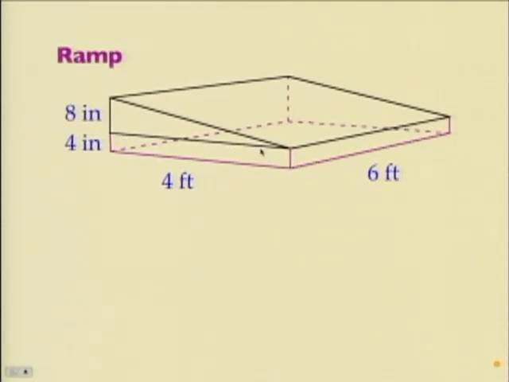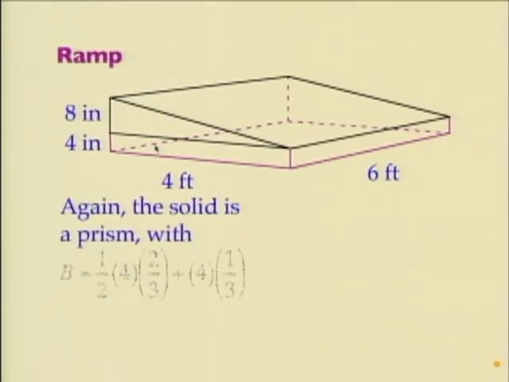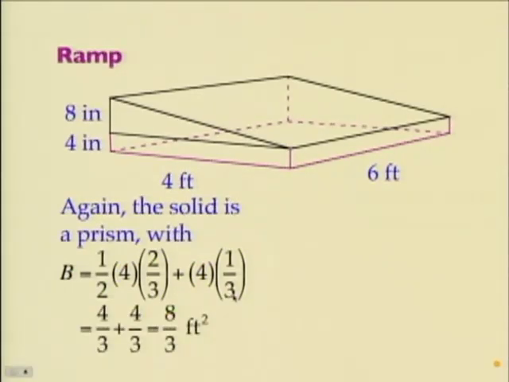So to calculate this volume, again, this is a prism. This is a polygon on the end here, and it goes consistent throughout to the other side. And it's already broken into 2 pieces here, so I can calculate the area of the base. It's 1/2 base times height. That's the triangle. So that's 1/2, 4, and then 8 inches is 2/3 of a foot. And then it's a 4-inch by 4-foot rectangle. So that's 4 times 1/3. And that works out to be 8/3 square feet. Then the height of the prism in this case is 6 feet. So multiply by 6, that's 16 cubic feet.